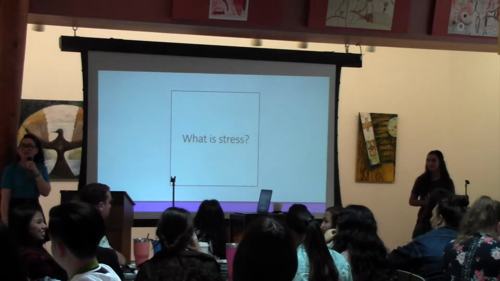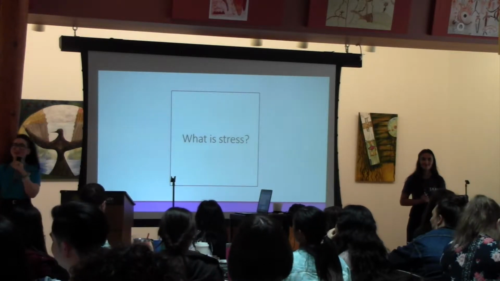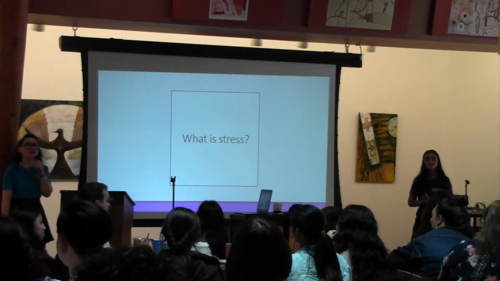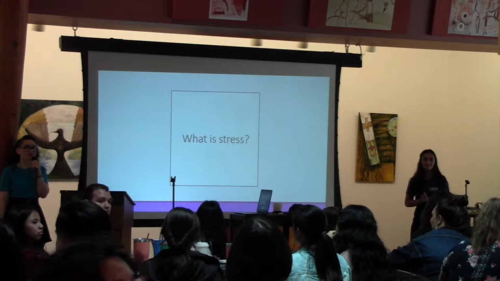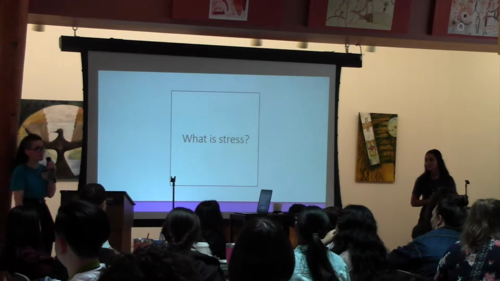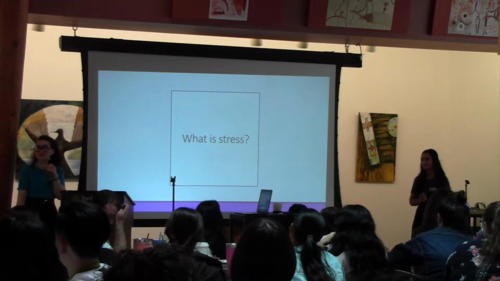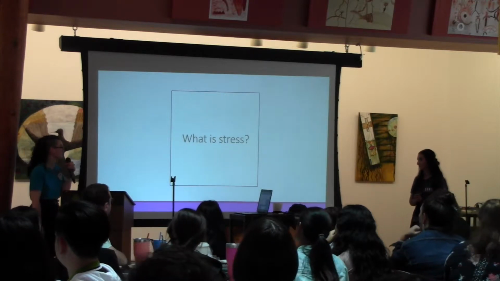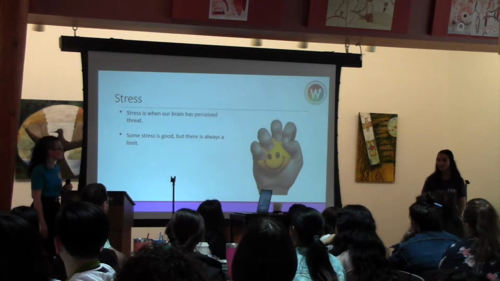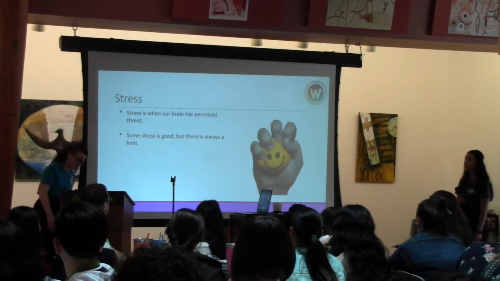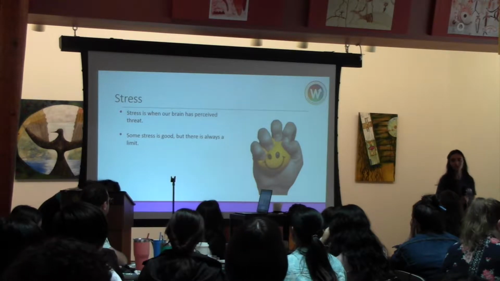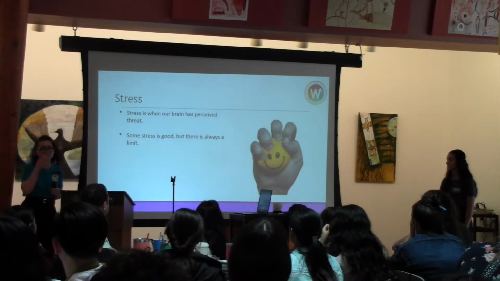Cortisol? Okay. Stress hormone? Okay, cortisol, stress hormone. Yep. A perceived threat that triggers your stress response. That's a good answer too. Anybody else? Okay, those are awesome answers. I would say that's what stress is, basically. Yeah, definitely. You guys got it pretty well. Stress is when our brain has perceived a threat. There is good stress and bad stress, but there's always a limit to what stress you can handle.